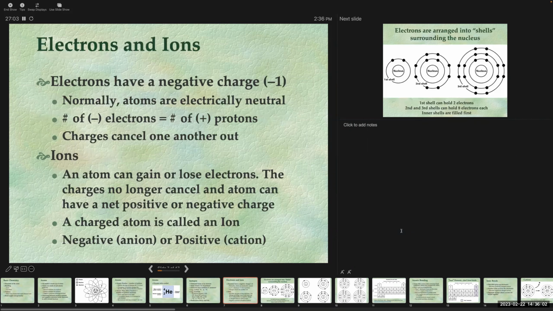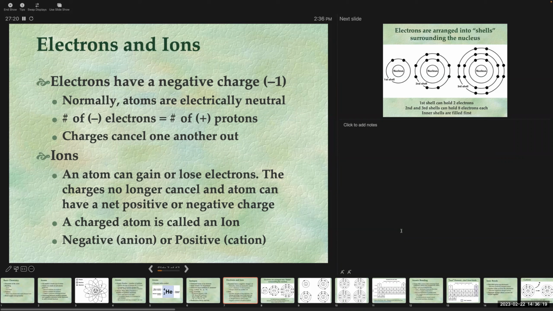Okay, so we've talked a lot about the nucleus. So we've got an atomic number, which is a measure of the number of positively charged protons in the nucleus. We've got the mass number, which is the number of protons plus the number of neutrons. Let's talk now a little bit about electrons.